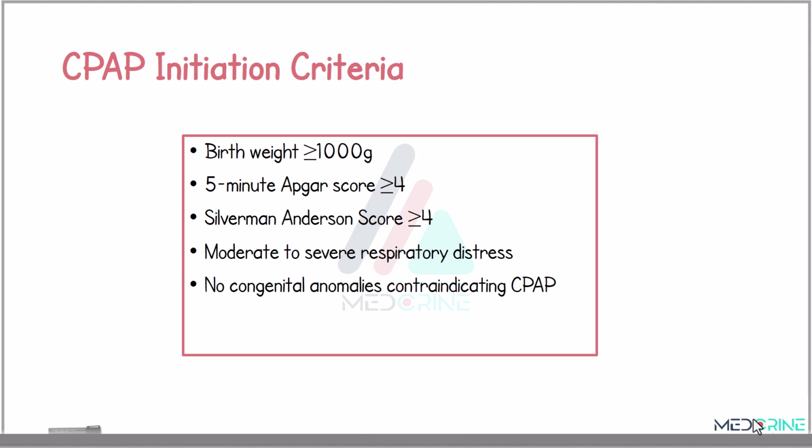To initiate CPAP, patients should weigh at least 1,000 grams and have a 5-minute Apgar score of 4 or more, then a Silverman-Anderson score of 4 or greater, and evidence of moderate to severe respiratory distress that needs CPAP support. And importantly, there should be no contraindicating congenital anomalies.